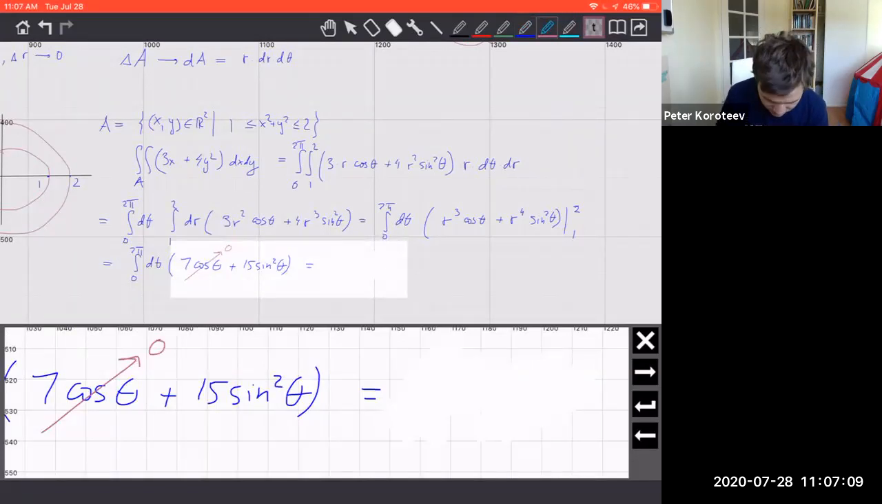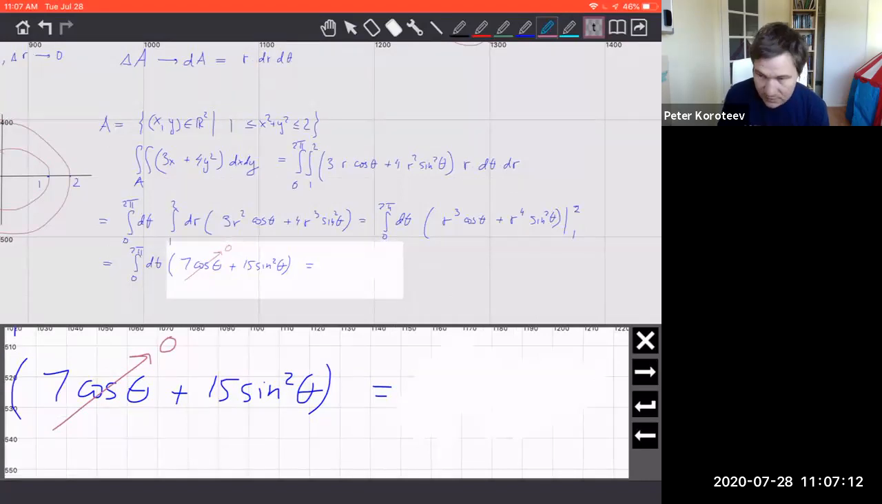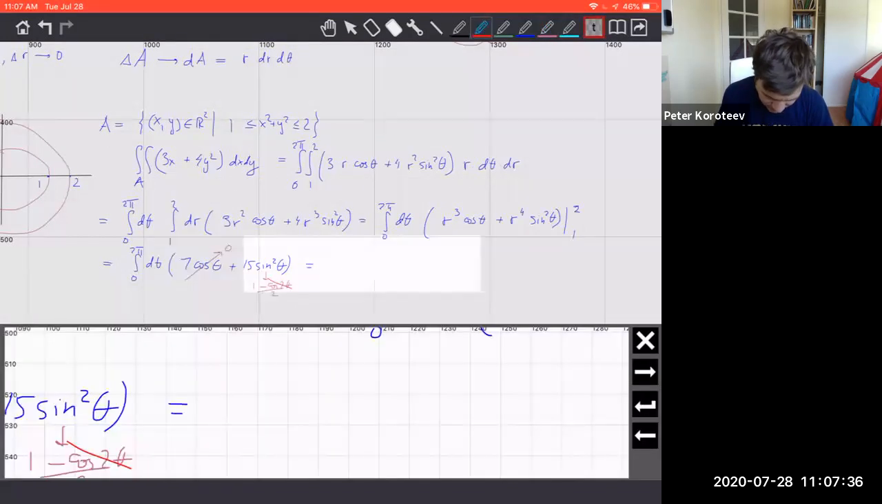So let's use the formula for the doubling angle. What's the formula that represents sine squared theta via something of 2 theta? What shall we replace it with? Yeah, so it's (1 minus cosine 2 theta) over 2. And then the cosine will be unimportant for us, right? So the answer will be equal to 15 halves times 2 pi.